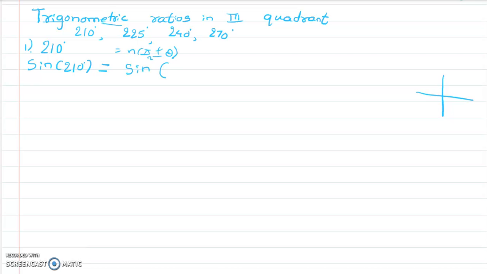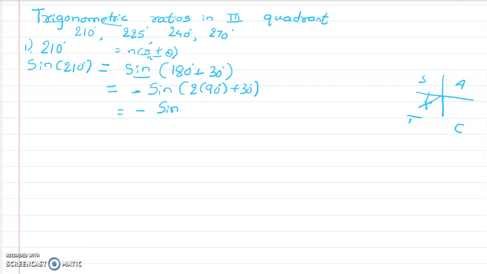Sine operating on 210 means you can write it as 180 degree plus the remaining angle 30. 180 plus 30 is 210, which lies in the third quadrant. In the third quadrant, according to the ASTC rule, tan and cot are positive, but there is sine, so I will put a negative sign. Minus sine of 180 degree means what? It is an even multiple of 90 degree, so sine remains the same, no change. It will not change to its co-ratio.